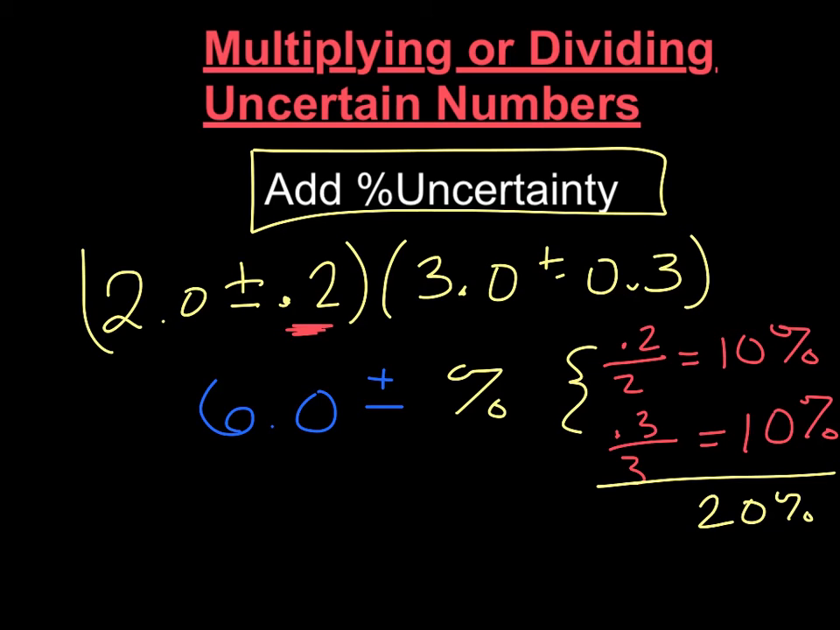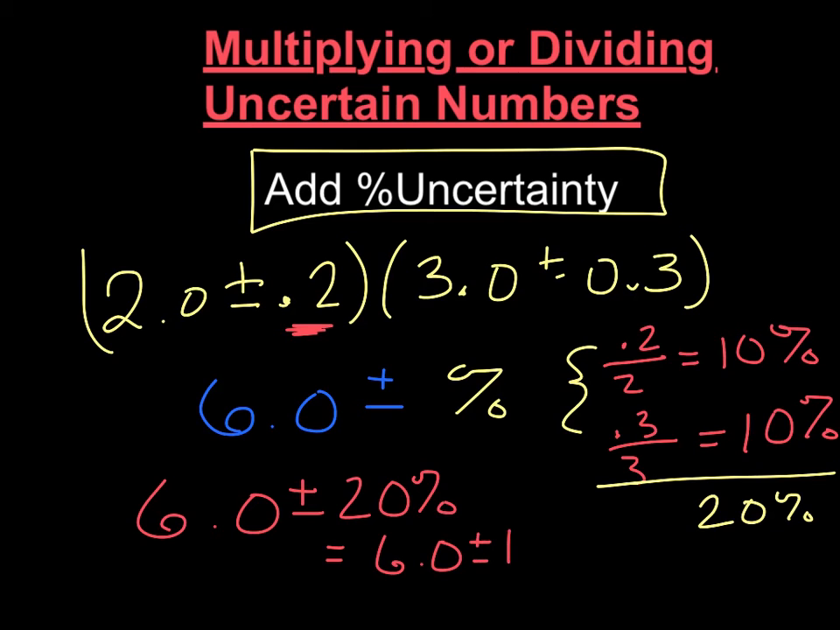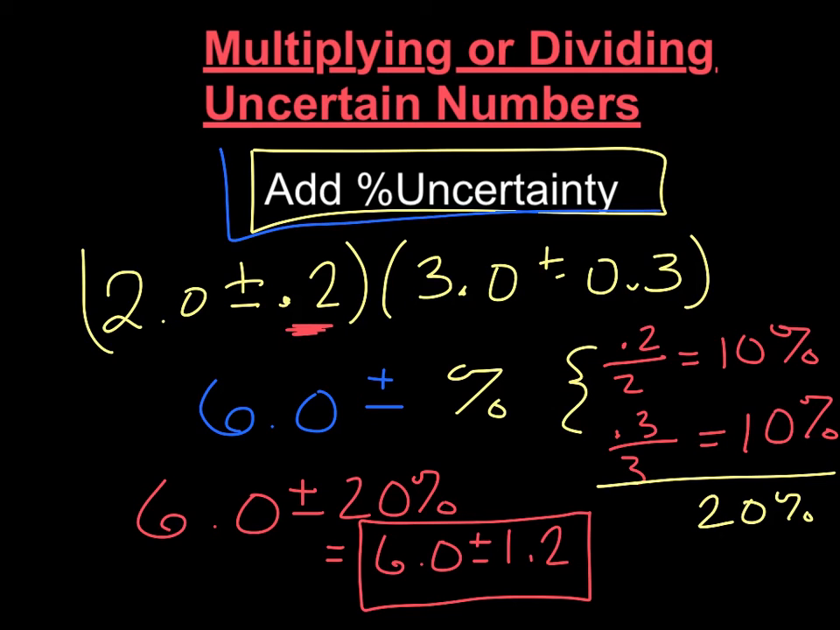So now we have 6.0 plus or minus 20%, which is equal to 6.0 plus or minus 1.2. So when we're doing it this way, you have to add the percents, which is to say, whenever you multiply or divide, find the percent that the uncertainty is of one number, find the percent it is of the second number, add those percents together, come up with your total error, and convert back to a number.